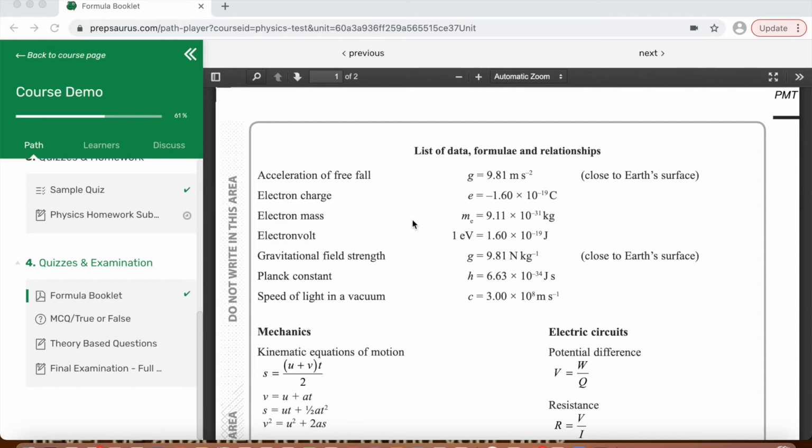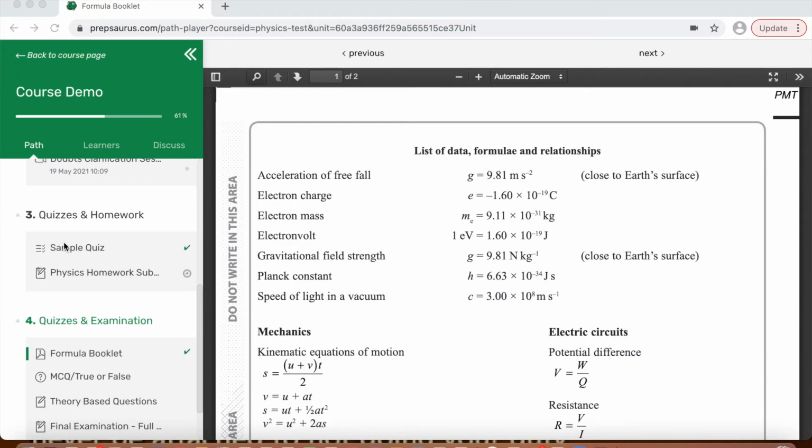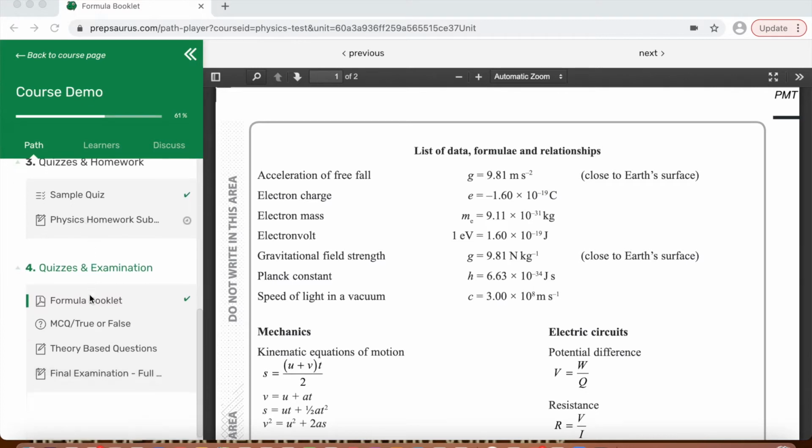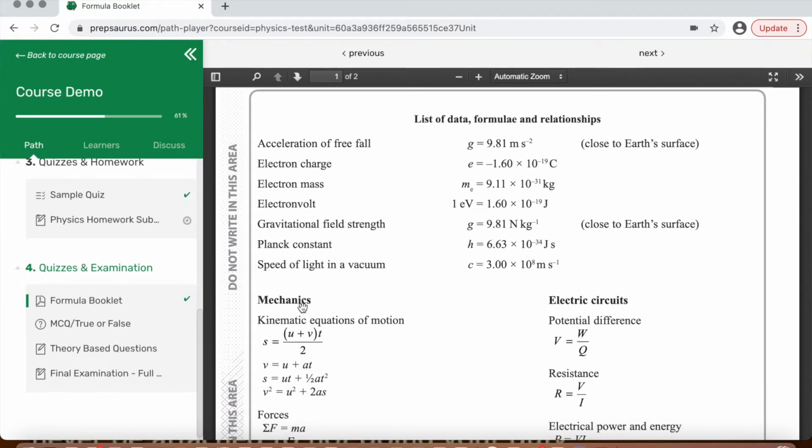In this section, we will look at quizzes and examination. Previously we have gone over quizzes and homework. This was ungraded examination and test. Here, what if you have to conduct a graded test?